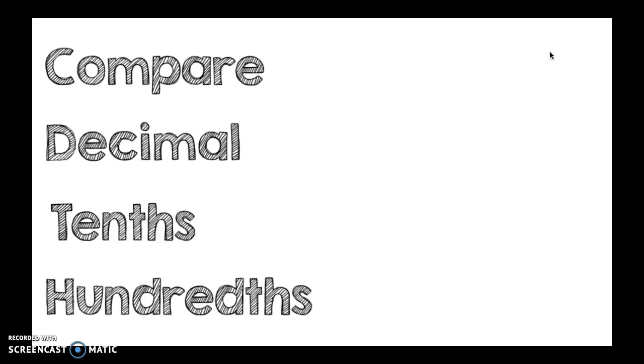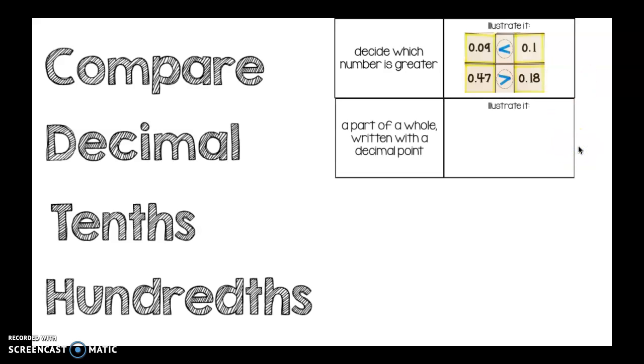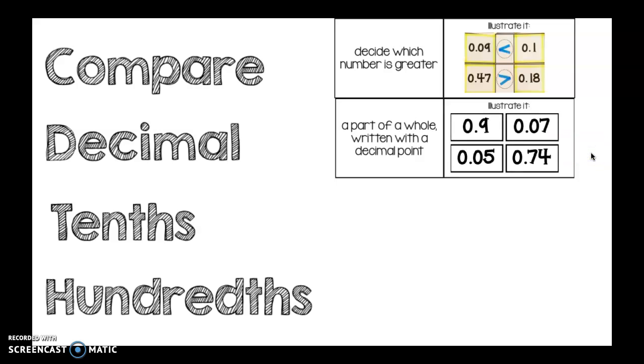Our first word is compare, which means to decide which number is greater. When you're finished writing the definition, you can draw a picture to illustrate. The picture I chose was simply writing out decimal numbers with the comparing symbol, greater than or less than. The next word is decimal, a part of a whole written with a decimal point. To illustrate, I wrote out various decimal numbers.